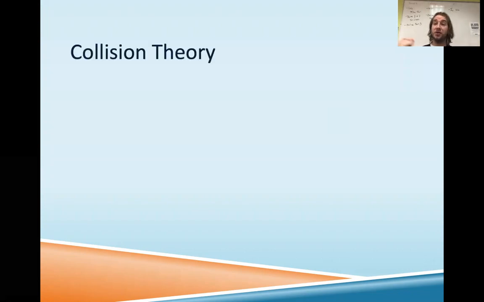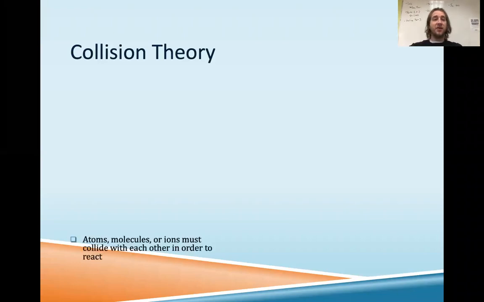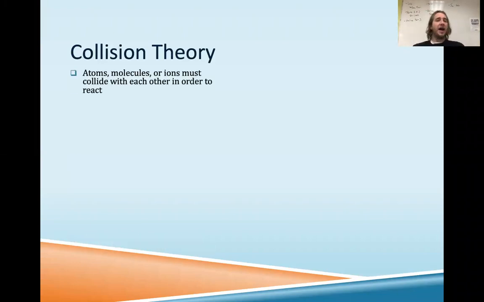In order for a reaction to occur, your particles have to collide. You've got to have two different particles come into contact, hit with enough energy, in the right orientation, in the right way to get one bond to break while at the same time forming another bond. And so atoms and molecules, or ions, must collide with each other in order to react.